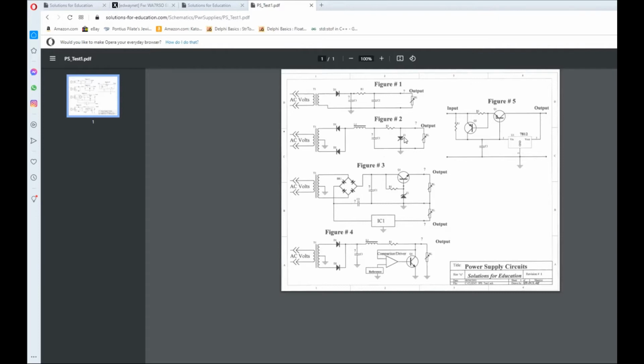Now, this is a Zener diode. Some people call it Zener, some people call it Zener. A long time ago, I looked it up, and actually both pronunciations are correct, believe it or not. Anyhow, this is shunt regulation.